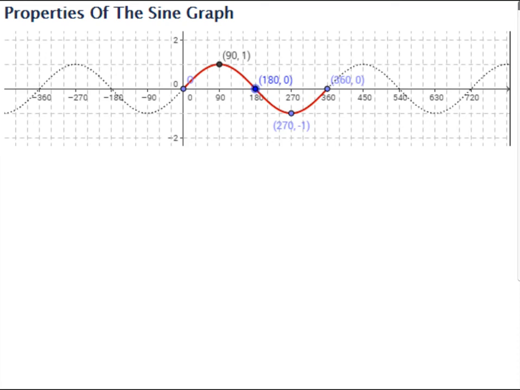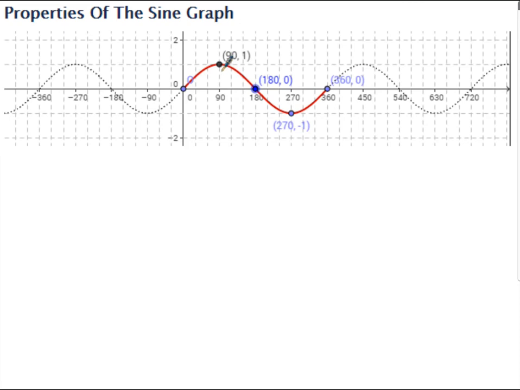The sine graph is a wave that starts at the origin at 0, 0, and goes infinitely far in both directions, in both positive and negative. It never ends, it just goes on forever. Okay, so that's an interesting place to start.